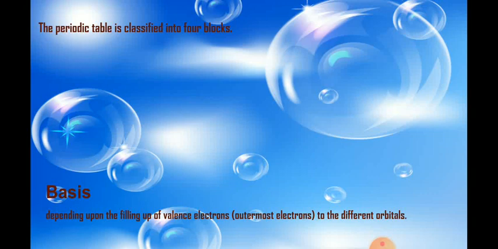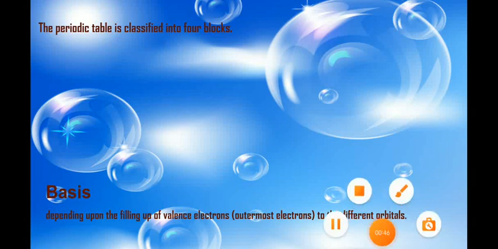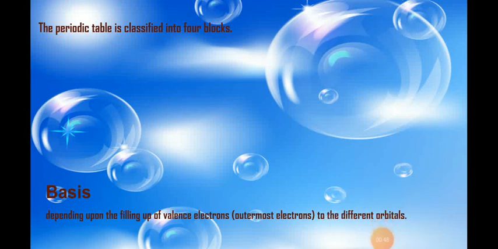You know, the 118 elements present in the modern periodic table are classified into 4 blocks. The elements of the periodic table are broadly classified into how many blocks? 4 blocks. Okay, that classification we will discuss in today's class. You know, what is the basis of classification of elements into 4 blocks?